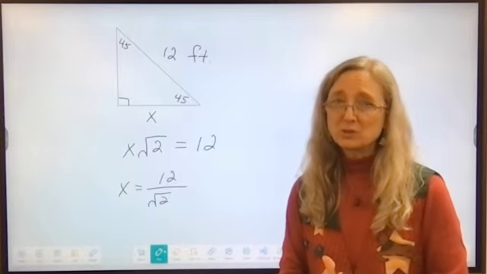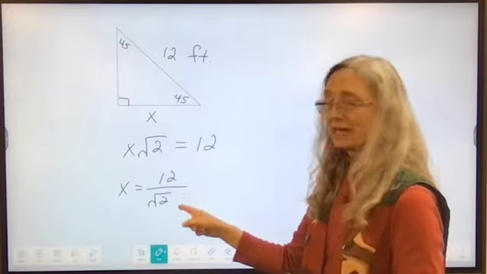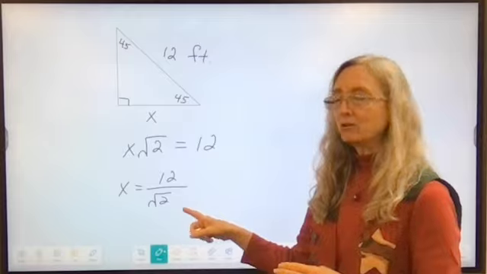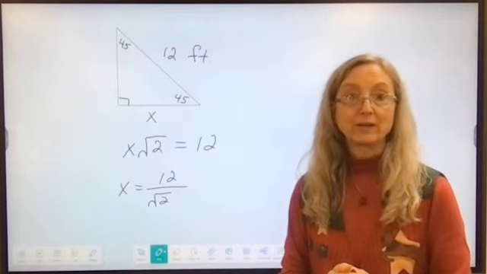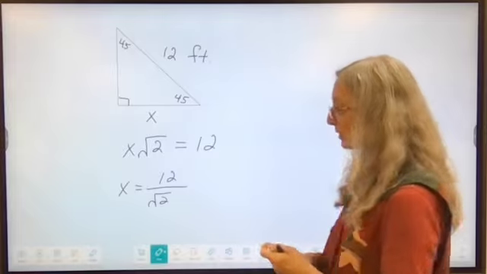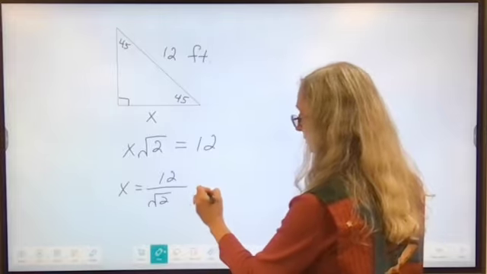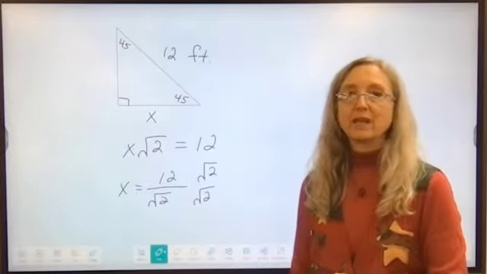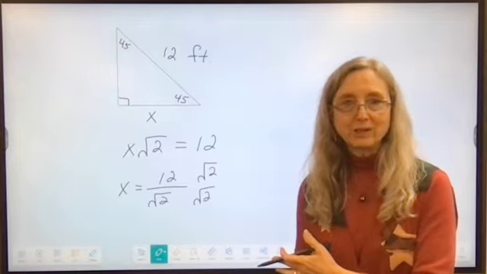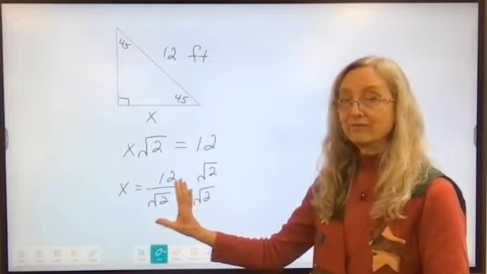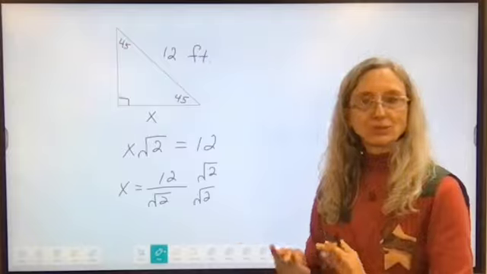And the way we're going to do it is we're going to multiply this denominator by whatever will get rid of square root of 2. And what will do that is another square root of 2. So we're going to multiply this by the square root of 2 over the square root of 2. In essence, we're multiplying by 1, so we are not going to change the value of this at all, just the way it looks.